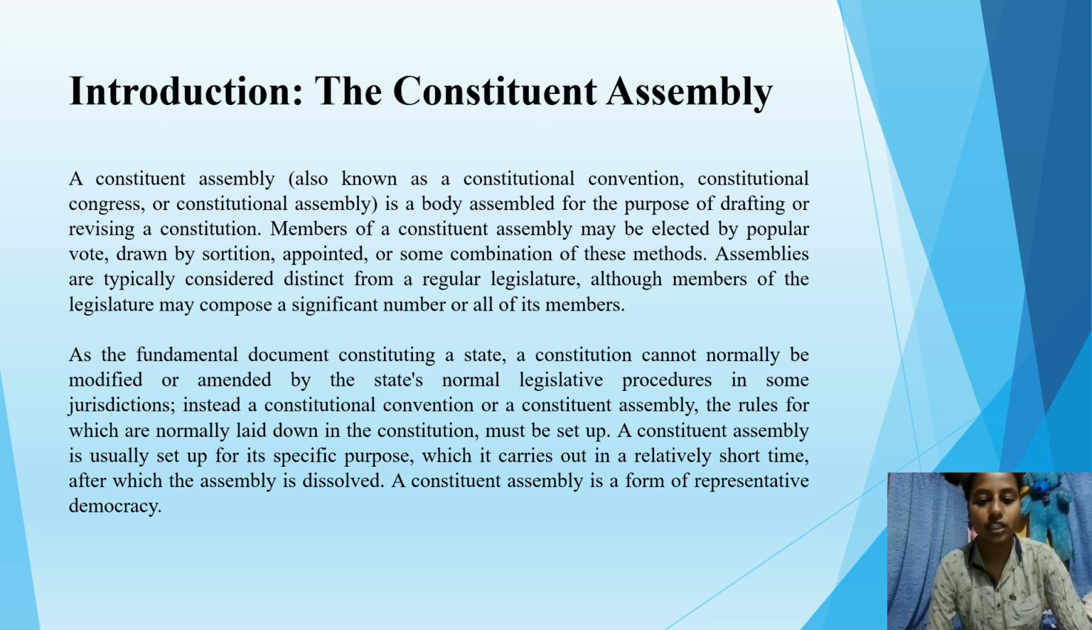Instead, a constitutional convention or a constituent assembly, the rules for which are normally laid down in the constitution, must be set up. A constituent assembly is usually set up for its specific purpose, which it carries out in a relatively short time, after which the assembly is dissolved. A constituent assembly is a form of representative democracy.